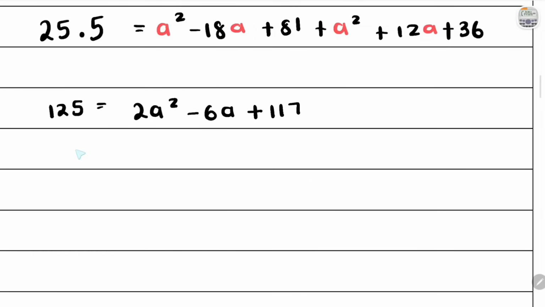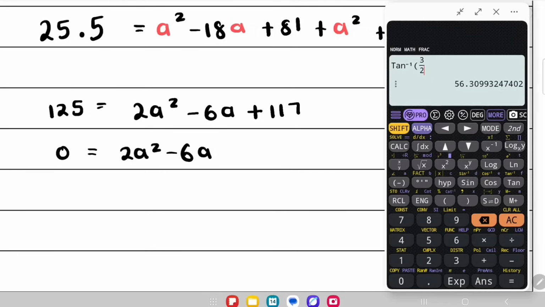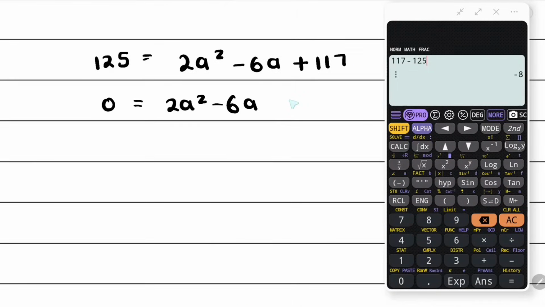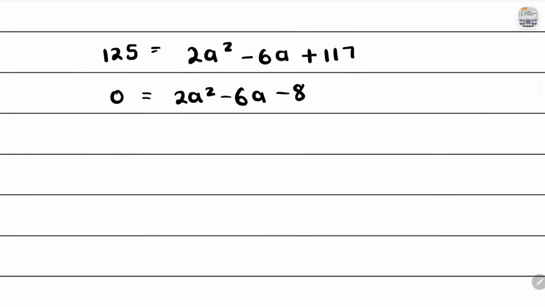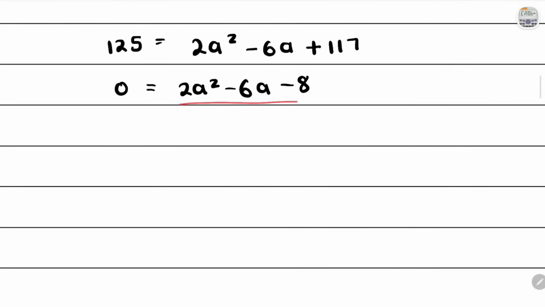And then we're going to transpose that 125. So we have 2a squared minus 6a. And what's 117 minus 125? That's negative 8. Okay, so notice how all of these terms have a common factor of 2. So we can just divide both hand sides of the equation by 2. So therefore, we have a squared, and then that is negative 3a minus 4 equals 0.